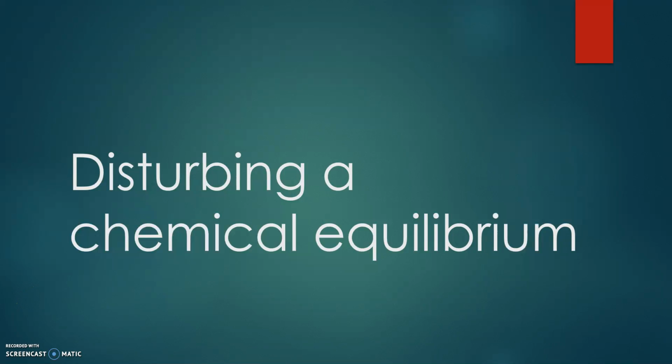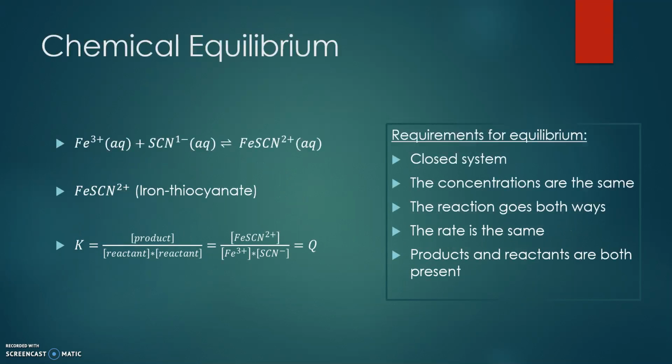This experiment is called disturbing a chemical equilibrium. For this experiment, we use the reaction iron(III) ions plus thiocyanate equals iron thiocyanate, which is at chemical equilibrium, as the solution is an aqueous solution.